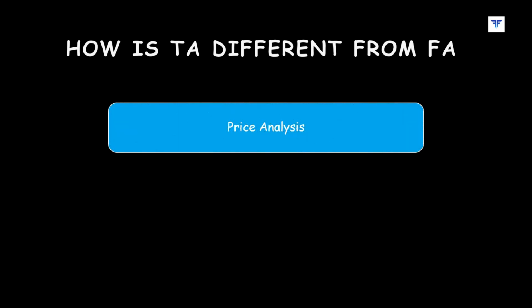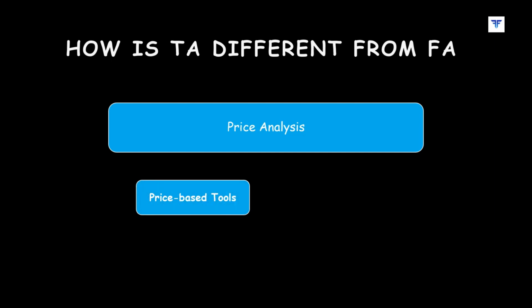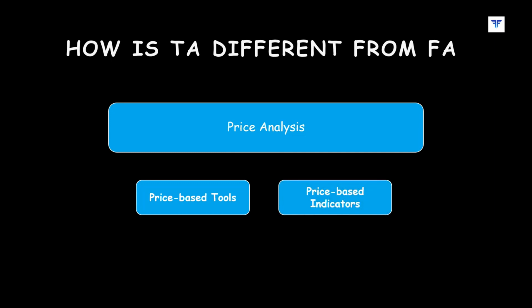Price analysis involves analyzing the price trend of a security. This is primarily done by using price-based tools such as the Dow theory, Elliott wave theory, Fibonacci, harmonics, trend lines and channels, etc., as well as by using price-based indicators such as moving averages, price oscillators, momentum indicators, etc.